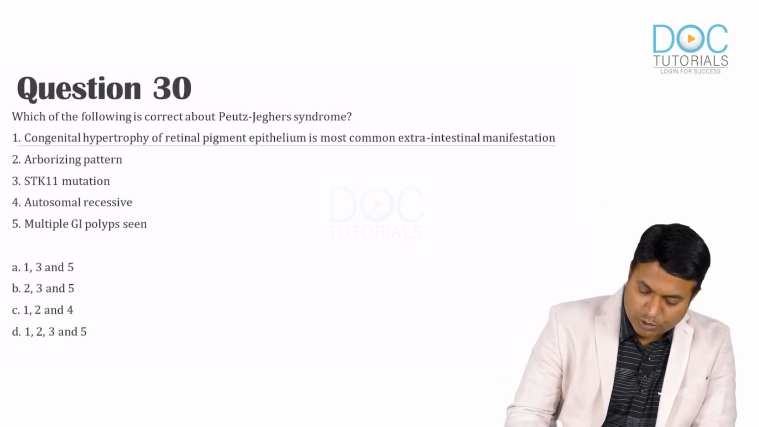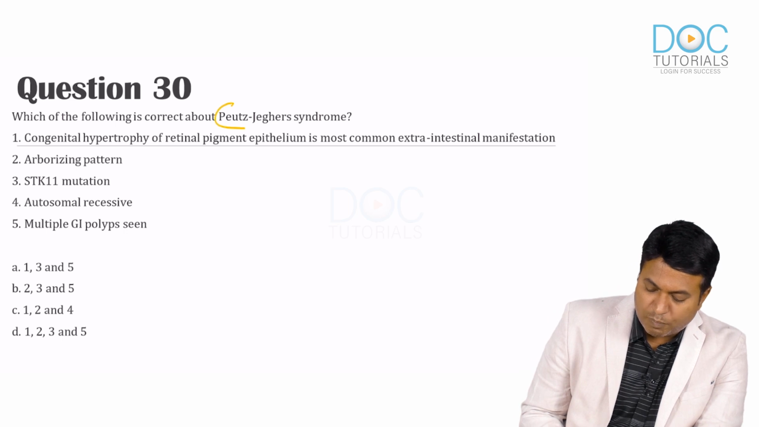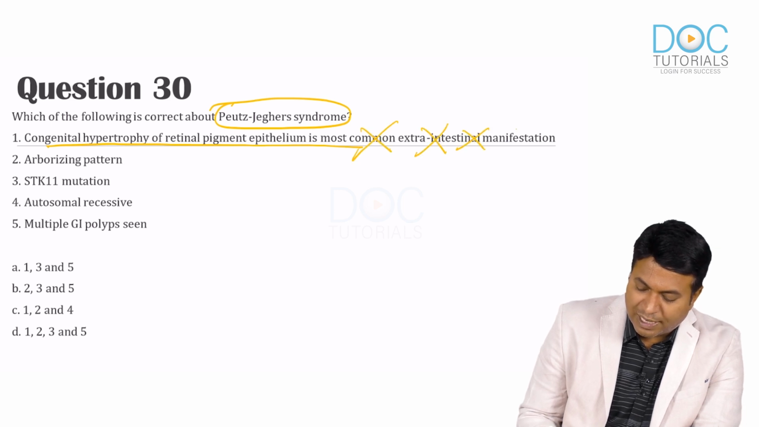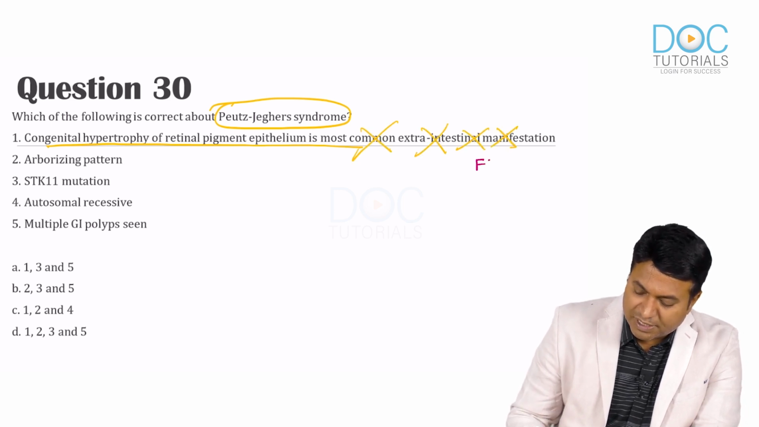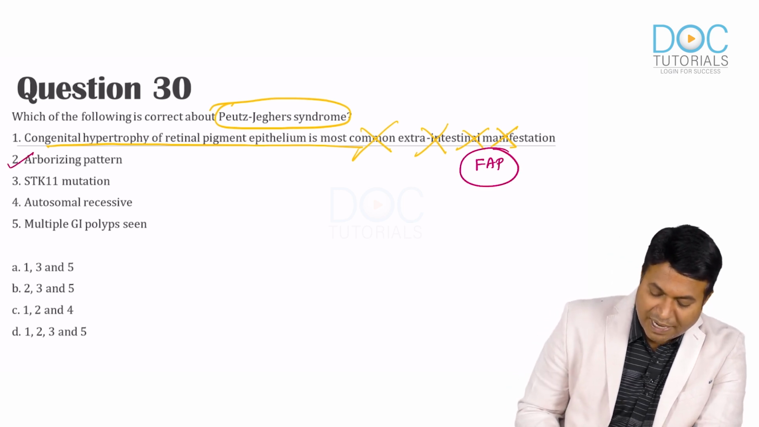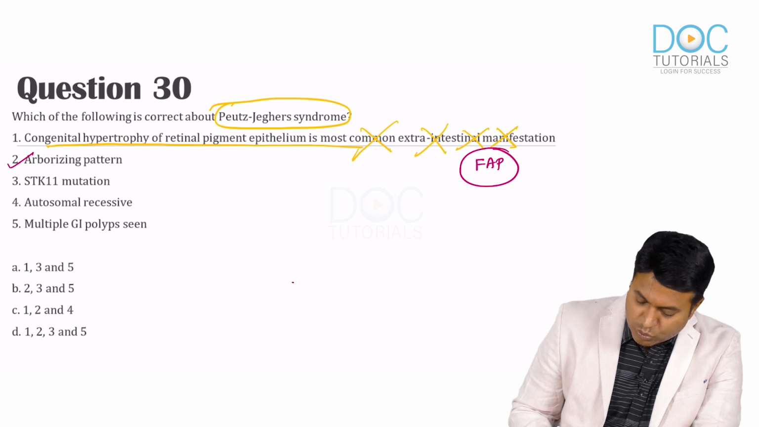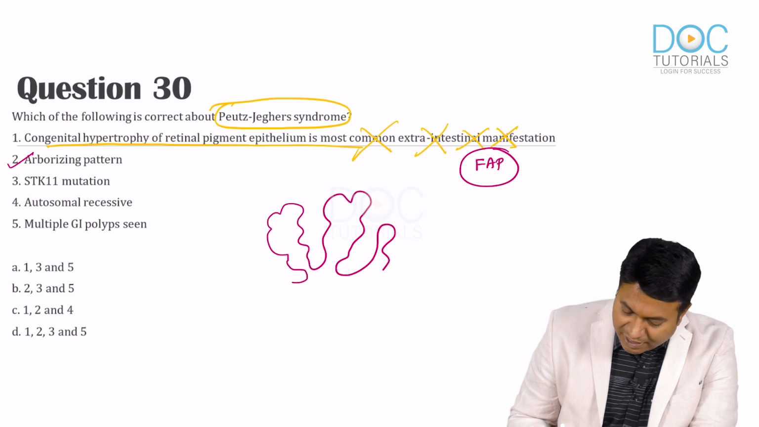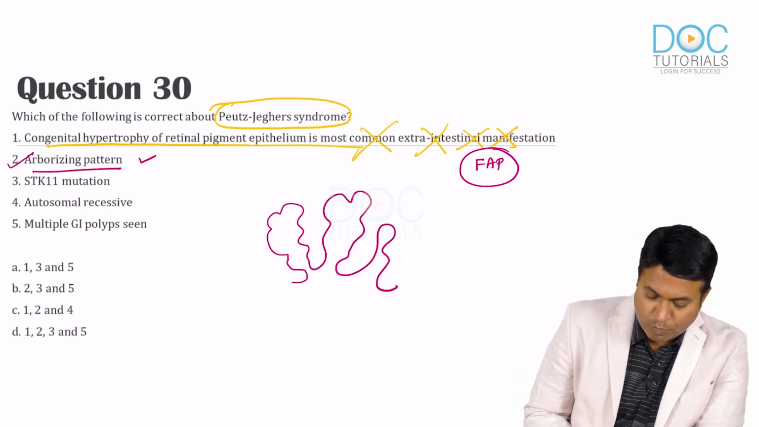This is also another pathology question. Which of the following is correct about Peutz-Jeghers syndrome? Congenital hypertrophy of retinal pigment epithelium. Absolutely wrong. You all know very well, congenital hypertrophy of retinal pigment epithelium is seen in familial adenomatous polyposis. So there will be arborizing pattern seen in the mucosa. That is true. It looks like a tree. Arborizing means the mucosa looks like a tree pattern. It is seen. Yes, true.